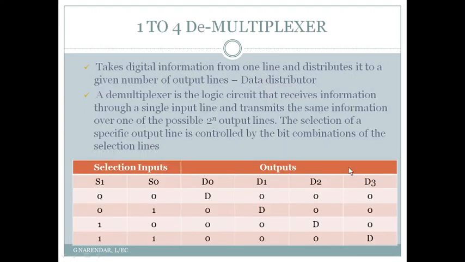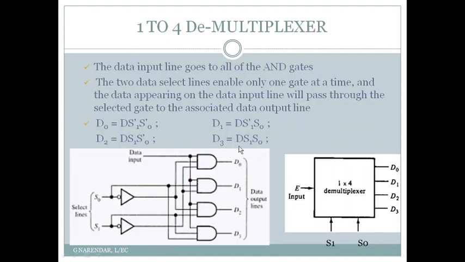Similarly, I can write the expression for the D3 output also. D3 equals D only when S1 is equal to 1 and S0 equal to 1. So I can write D3 equals S1 dot S0 dot D, so D3 equals D S1 S0. So by making use of the Boolean equations for all the four outputs, I can draw the logic circuit diagram of the 1 to 4 demultiplexer.